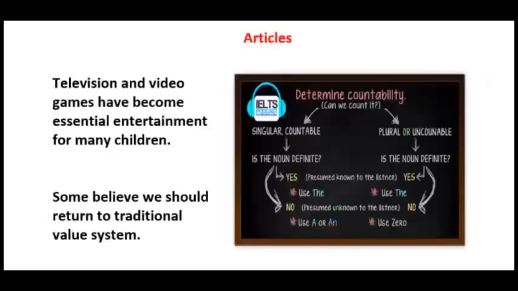So the first error by far is articles. Have a read of the two sentences on the left. Television and video games have become essential entertainment for many children. Some people believe we should return to traditional value system. Now you should know that you need an article, a, the, an, or perhaps zero article before a noun.